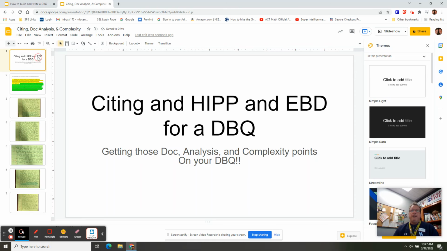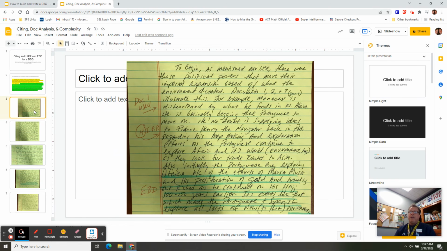There's your points for all of those things, for document usage, for analysis, for 3 or 4 of them in this case. Complexity points were well on their way, and so hopefully this helps, and you get to see what those documents look like.